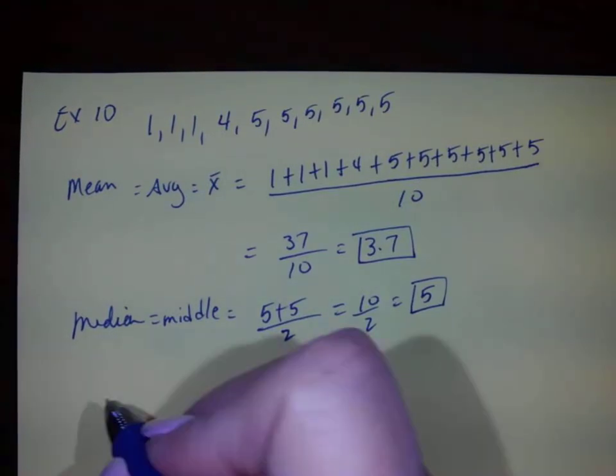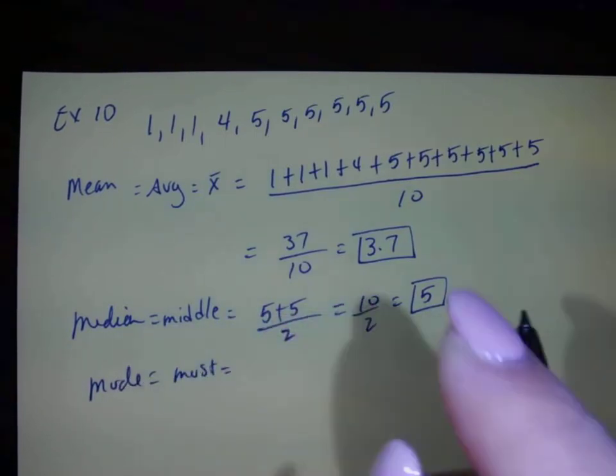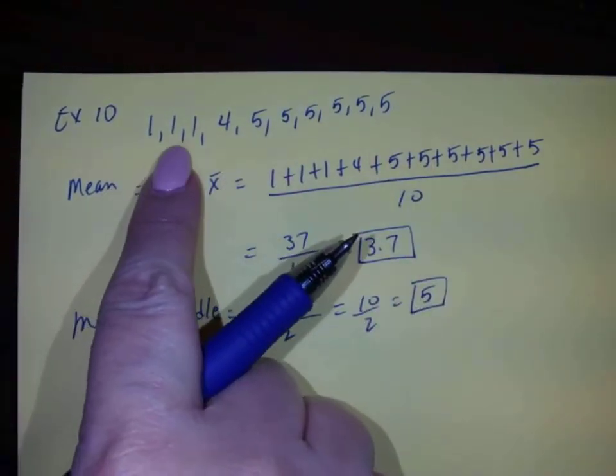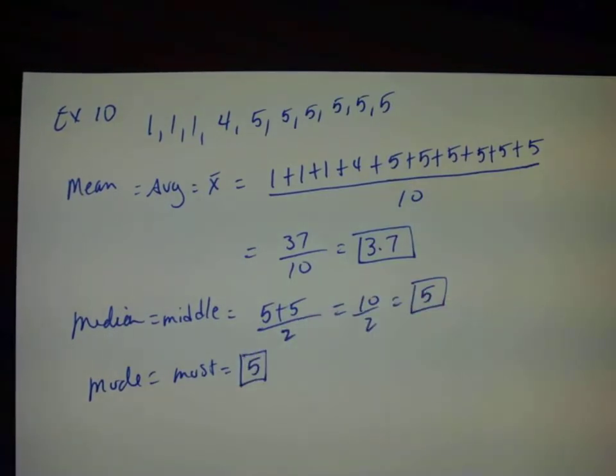median is the middle, and then the mode is what happens most often. And we had 6 fives, 3 ones, and 1 4, so the mode will be 5. Now in this case, 2 of our numbers did equal each other, but that won't always be the case.